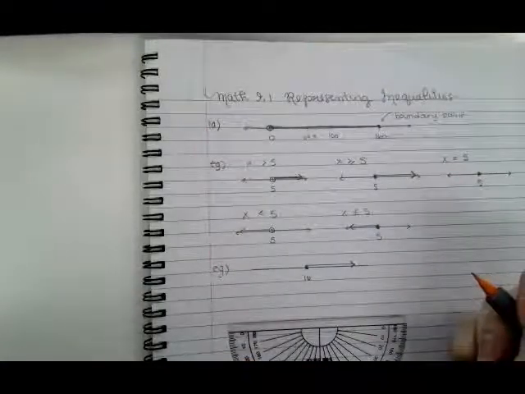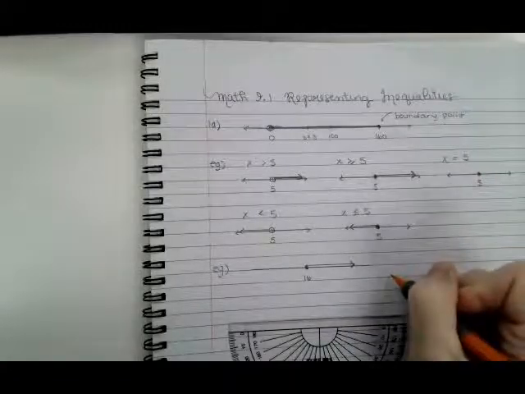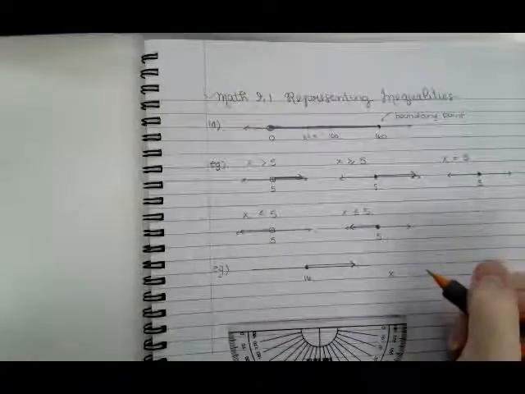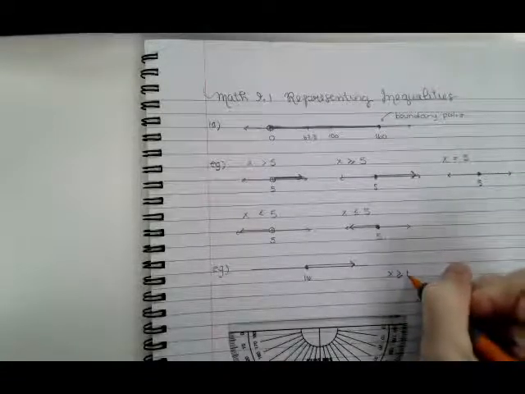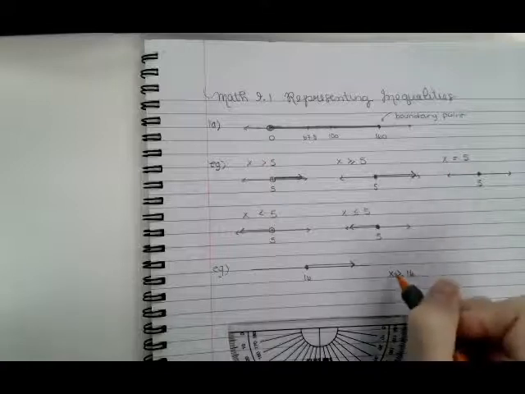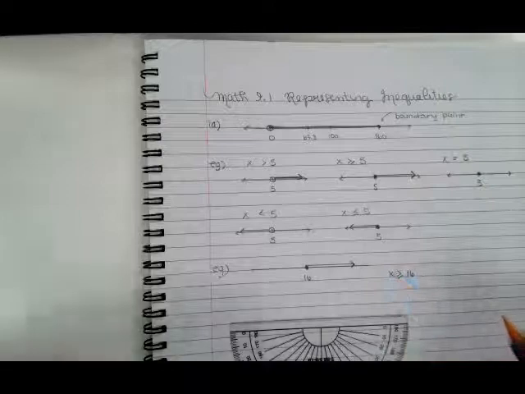B part, represent the situation algebraically. So x, or my age, that's what I'm thinking, has to be greater than or equal to 16. And look, there's my little arrow pointing the same way as the number line.